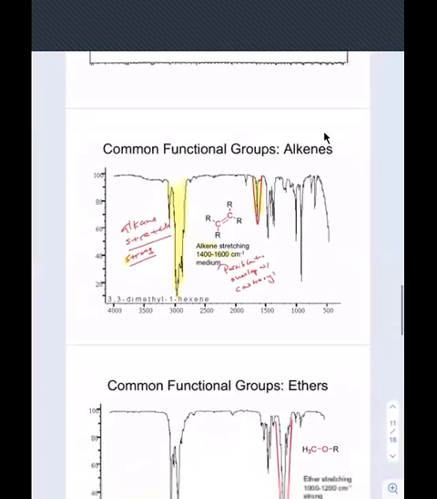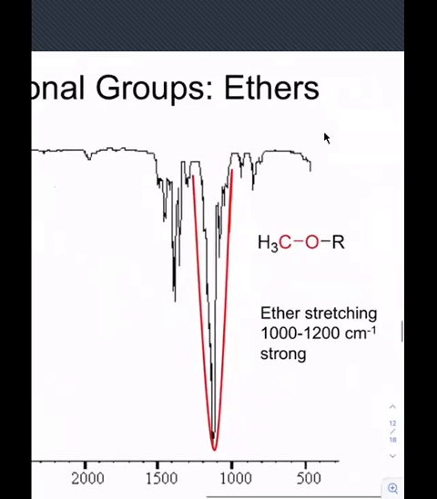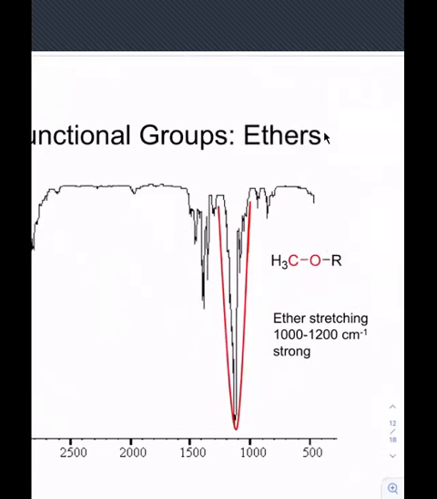All right, let's look at ethers. This is another very important stretch. This CO sigma bond stretch. Sorry. Right here. 1000 to 1200. It's a really strong stretch.